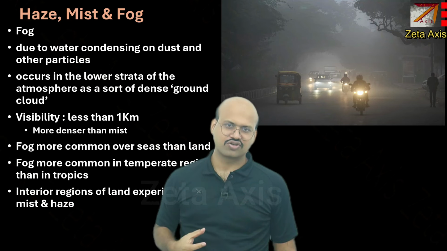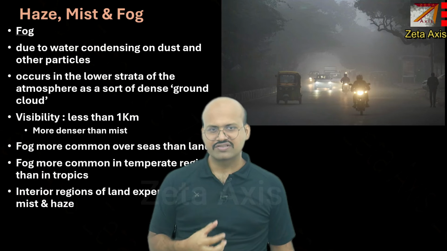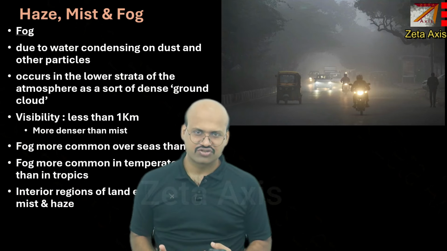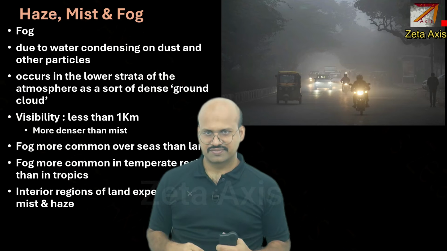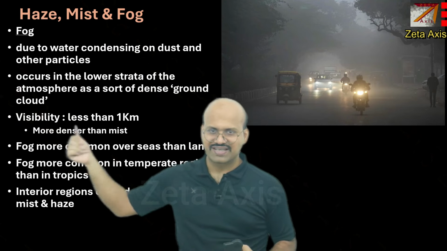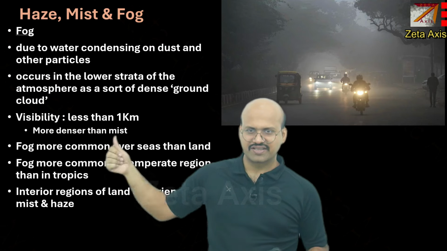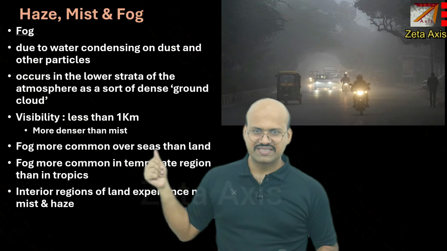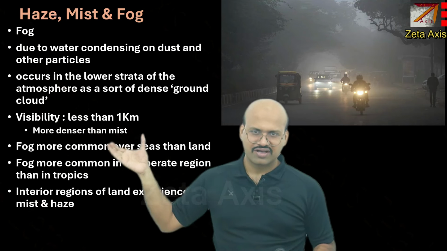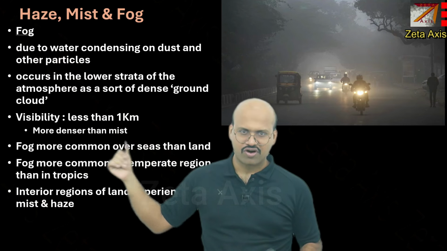So the fog is also called ground cloud because the water vapor has condensed to form clouds near the Earth. Visibility is less than 1 kilometer. It is denser than mist. Fog is more common over seas than land. So ocean areas see more fog than land.